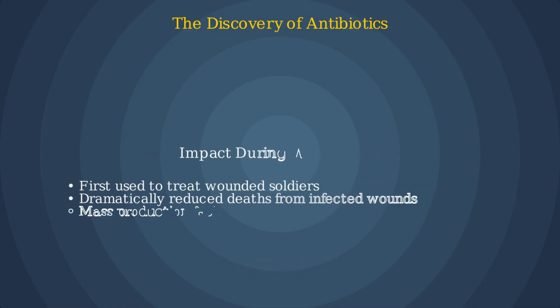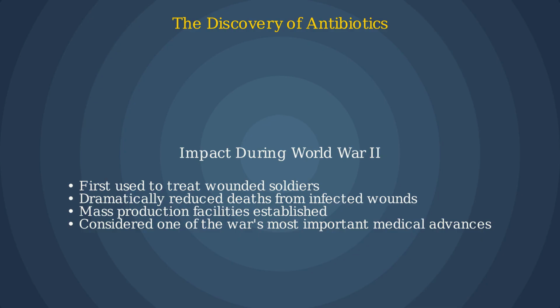The timing of this breakthrough was crucial, as World War II was raging. Penicillin became vital for treating wounded soldiers. With government support, pharmaceutical companies rapidly scaled up production. By 1945, penicillin was widely available to Allied troops, saving countless lives from infections.